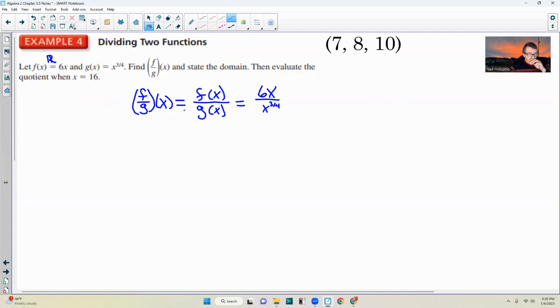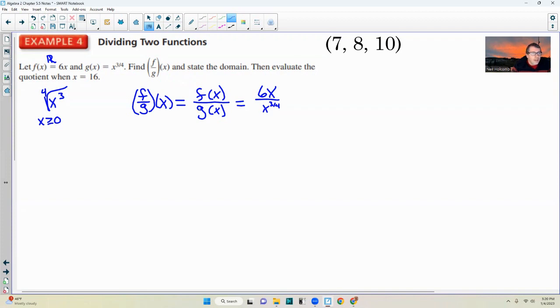Okay, so x to the 3/4 is the same as saying the cube root of x to the 4th. No, it's not, just kidding. It's the 4th root of x cubed. The denominator is your index. The numerator is your power. And since you can't take the 4th root of a negative, it is imaginary, so we can only have positive numbers in this. So x is greater than or equal to 0 is the domain of g. So f is all reals, g is all x's greater than or equal to 0.